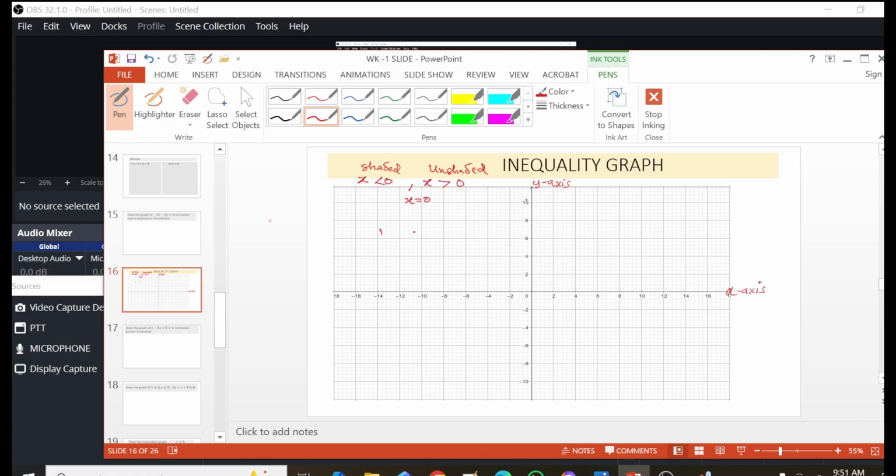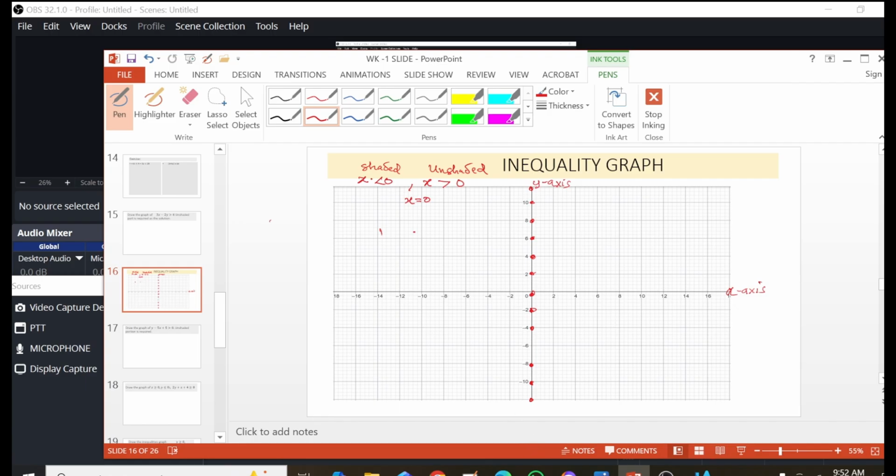So the y-axis is where x is equal to 0. x is equal to 0 here, here, and here. Along that y-axis, every point has x equal to 0. So if I'm to draw x equals 0, what I will draw is any line along this y-axis.